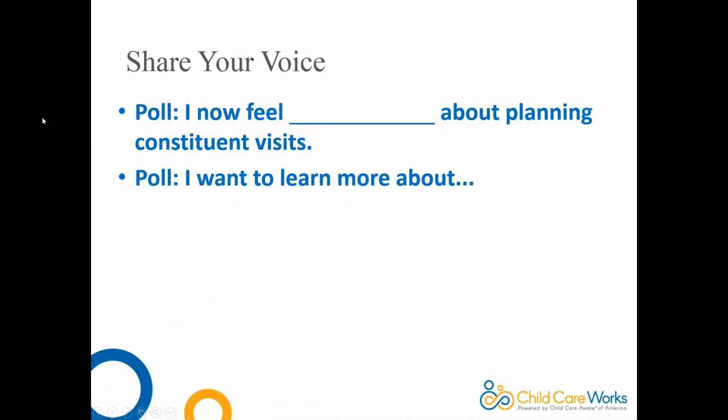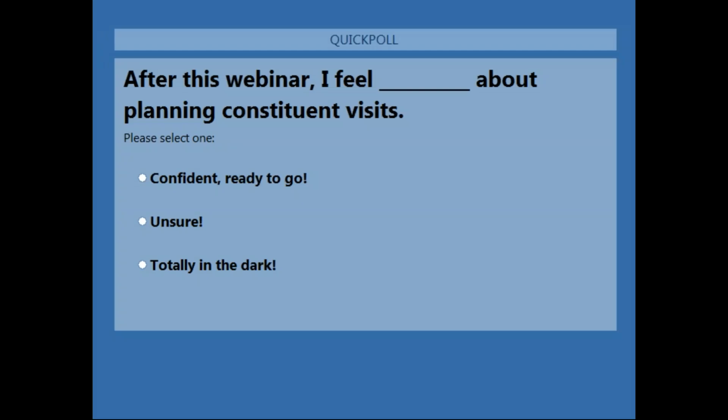Now, for those of you who've held on to the end, I would love to hear how you feel now about planning constituent visits. Let's see. All right, I have no people saying totally in the dark, and about 9% saying confident, ready to go, and 11% unsure. So I feel confident with those numbers, and I hope that those folks who are unsure feel confident to reach out to us to get you to that confident, ready to go.